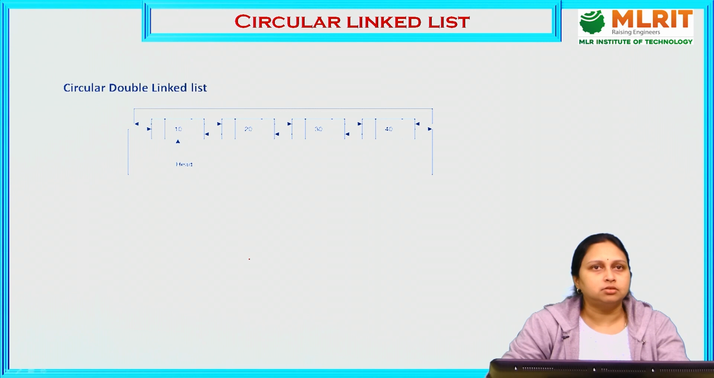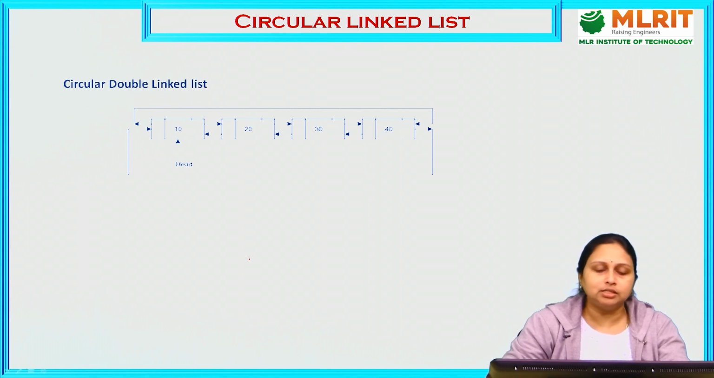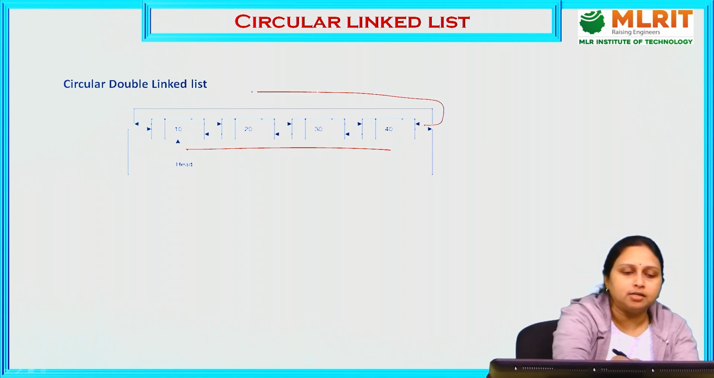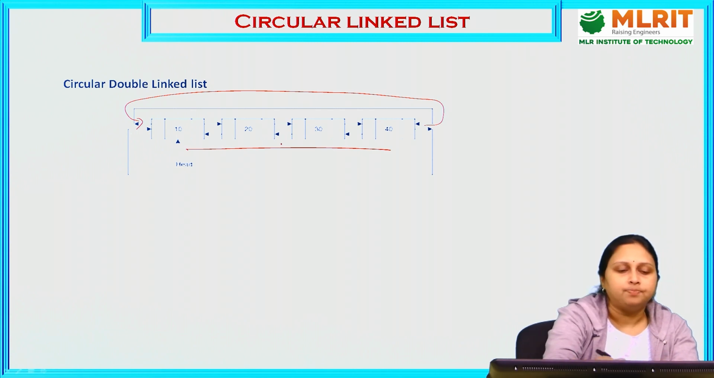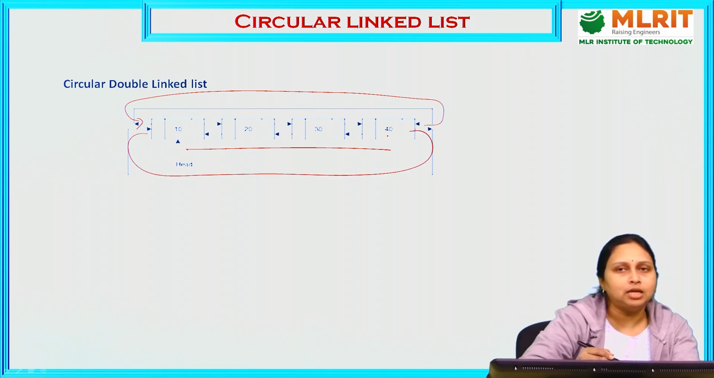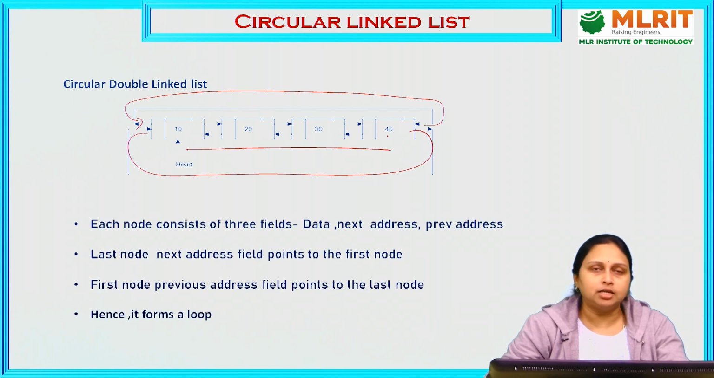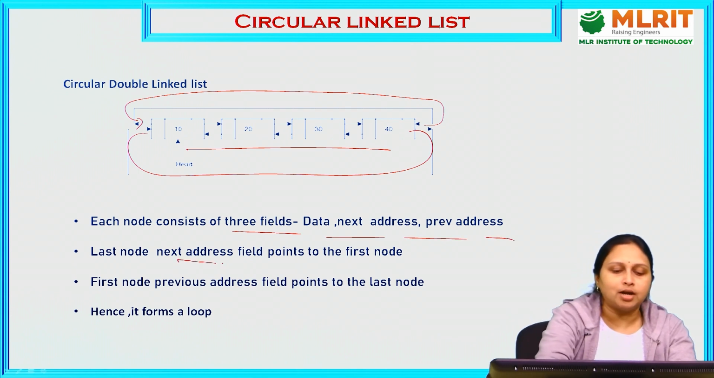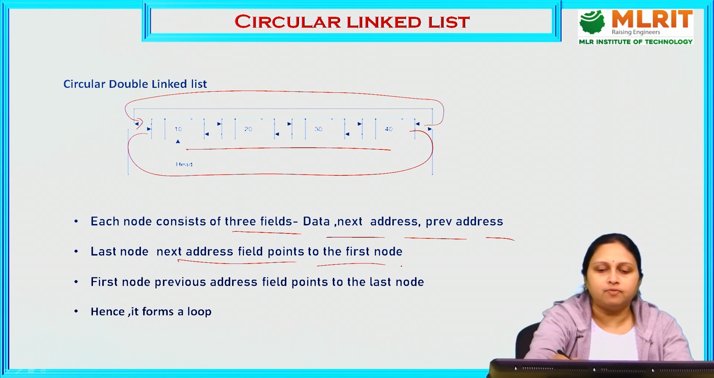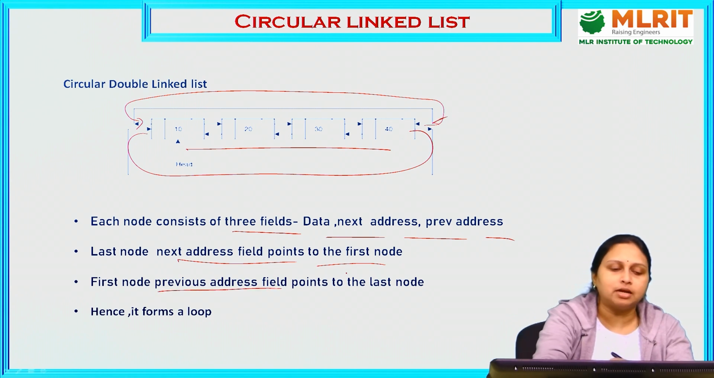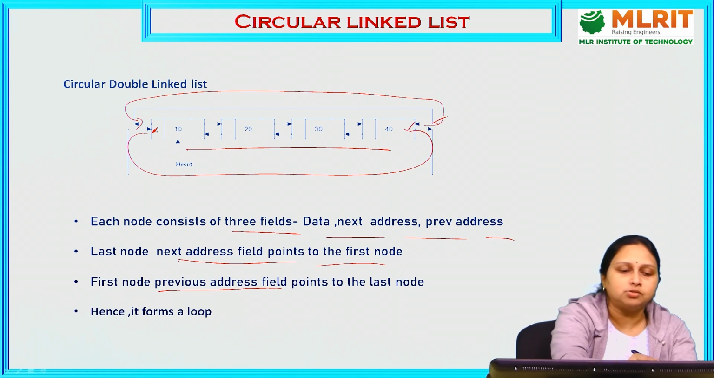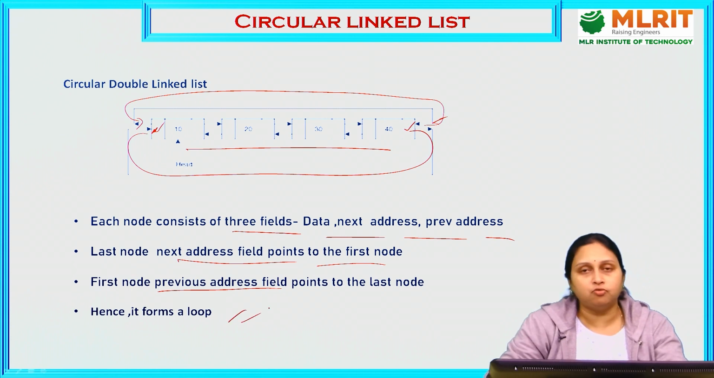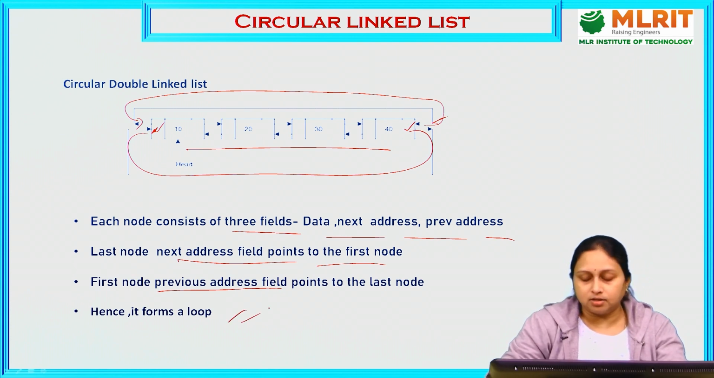And coming to the circular double linked list, you can see here, it is similar to our double linked list, but the last node's address part is going to store the head, and the head node's previous is going to store the last node's address. Here it consists of three fields: data, next address and previous address. The last node's address field points to the first node, and the first node's previous address points to the last node, and hence it forms a loop. Here also it forms a loop. Circular means it forms a loop as usual.